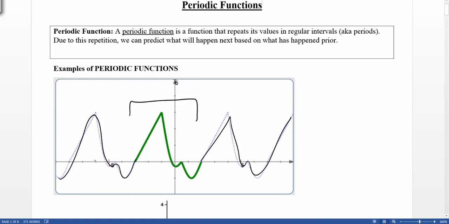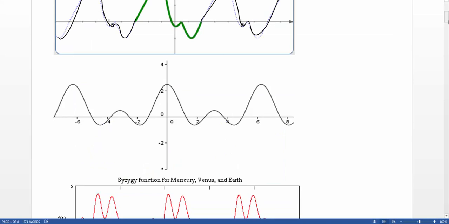Let's look at a couple more pictures of some periodic functions. Here, we see some waves, and again, we start to see a pattern. You can see that there's a W shape here, and a W shape here, and when you look carefully, you see it's a repeated pattern. So therefore, that function is also periodic.